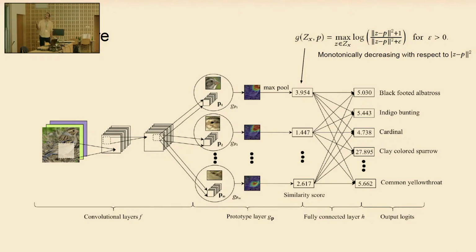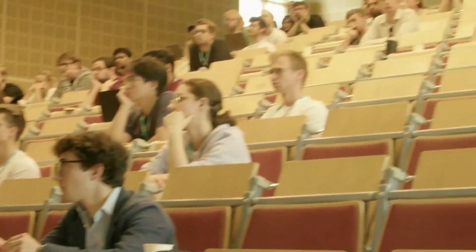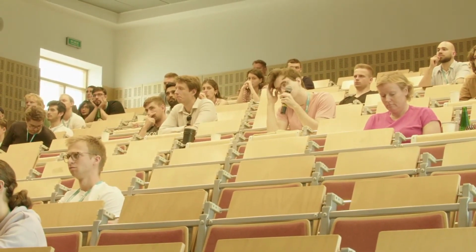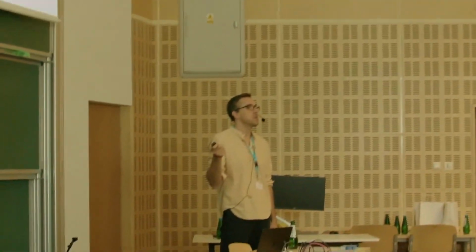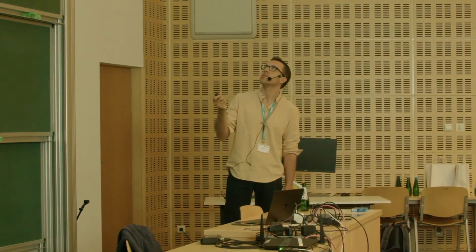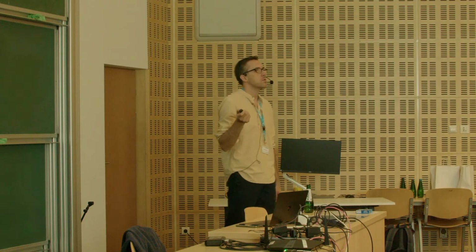And the dimension of the vector is the same as the dimension of the representation, of course. So where do we get the prototypical parts from? Well, at the beginning, they are randomly initialized vectors. Okay, so they are trained together with the other parameters of the network.